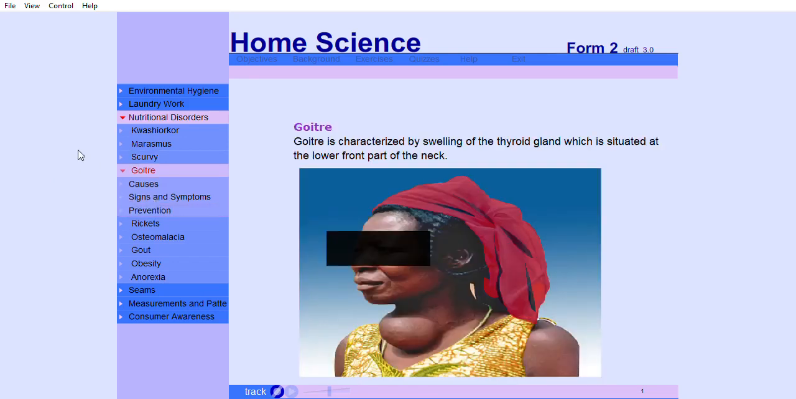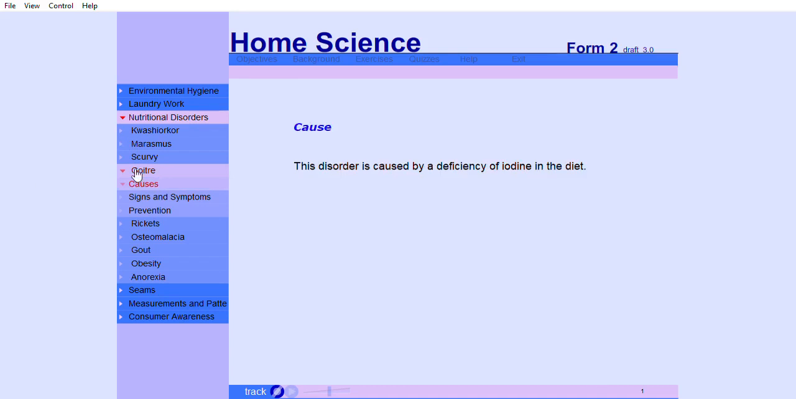Goiter is characterized by swelling of the thyroid gland, which is situated at the lower front part of the neck. This disorder is caused by a deficiency of iodine in the diet.